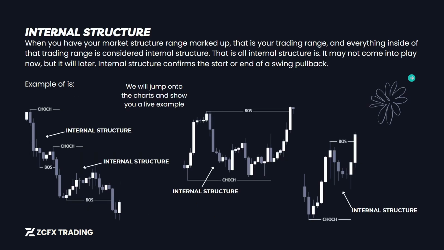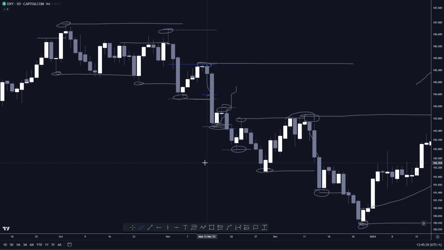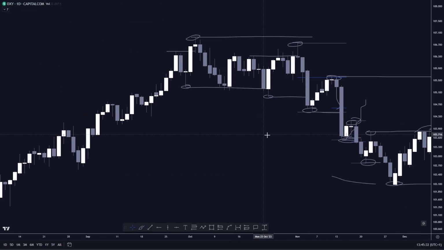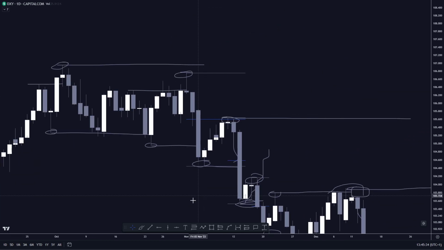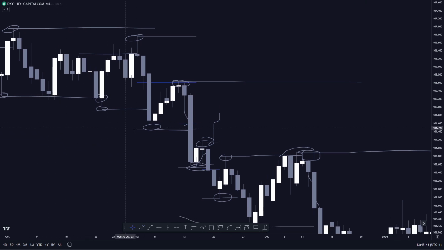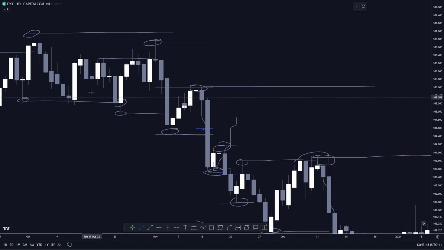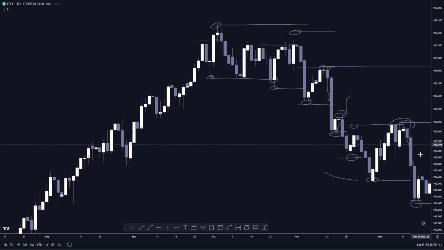Now I'll jump onto the charts and I'll show you guys the CHoCH and BOS using this bit of data we have here. So this here obviously would be a CHoCH because we closed below the low. This here would be a break of structure because we closed below the low and we've already CHoCHed. So the CHoCH is the first break of structure to the downside or the upside.